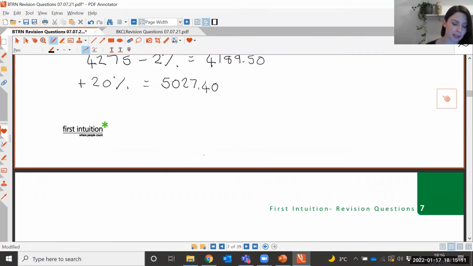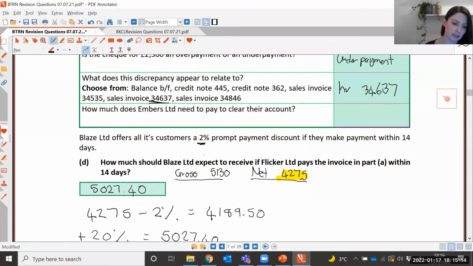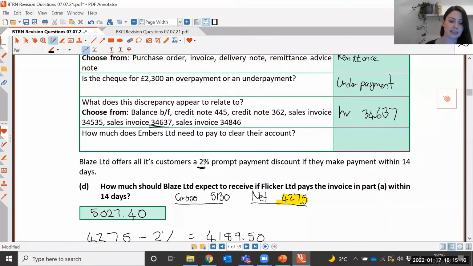Okay, so let's just go back up to that box that I missed. So remember on this, we had that the amount outstanding on the account was £3,800. They sent in a cheque for £2,300, and we said it was an underpayment. They paid us less than what they should have done. We said that it related to an invoice 34637. So how much does Embers Limited need to pay in order to clear that account? Yes, it's a £1,500 that was the underpayment figure.